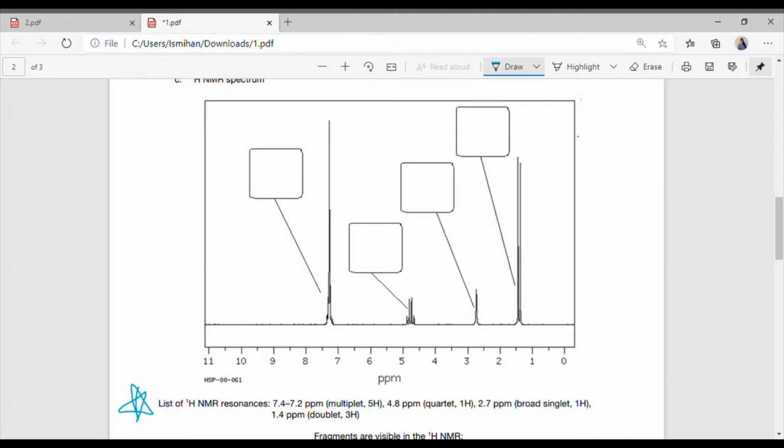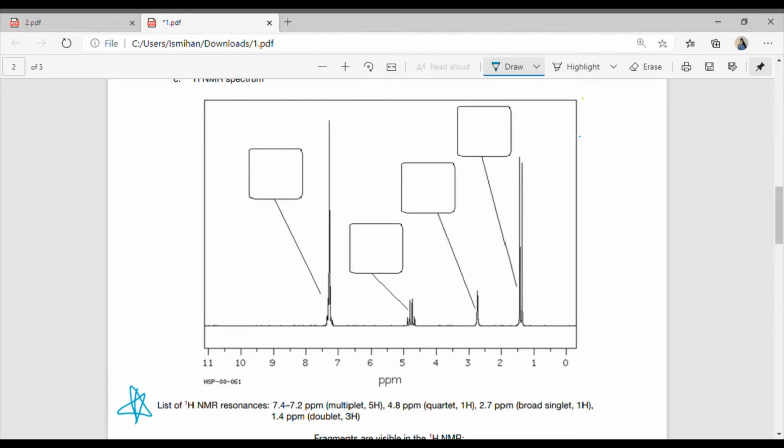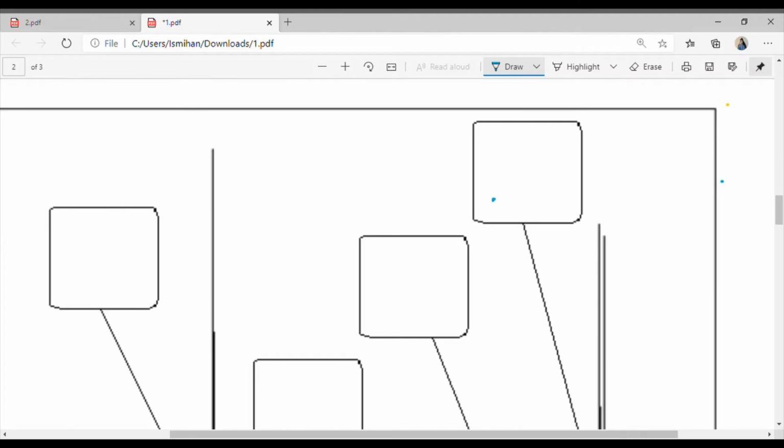It's a doublet and has 3 hydrogens. So we can assume that this is a methyl, because methyls occur at around the 1.4 signal region and because it has 3 hydrogens. So I'm just going to draw a methyl. And remember that 1H obviously looks at protons. So I'm going to draw a little methyl group here.